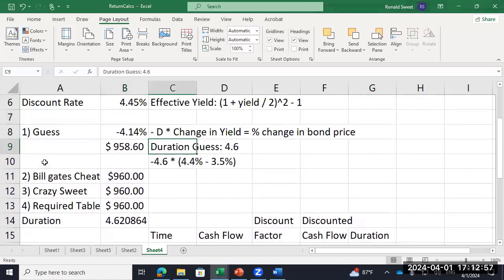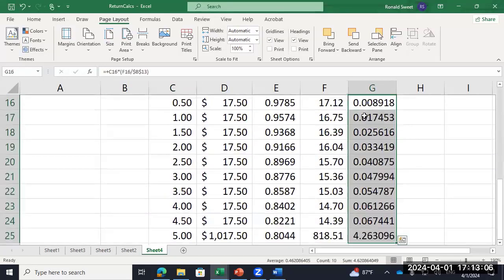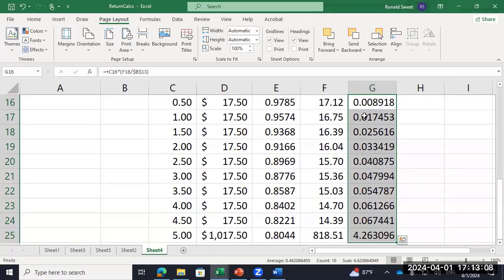$4.62. What did I guess? 4.6. See how close I got. So there's duration. We'll do it again so you get some practice. You don't have to do this on the exam, but isn't that cool how easy that is? You just take the time times the discounted cash flow divided by the price, add that up, and that's your duration. All right, I'll stop there.